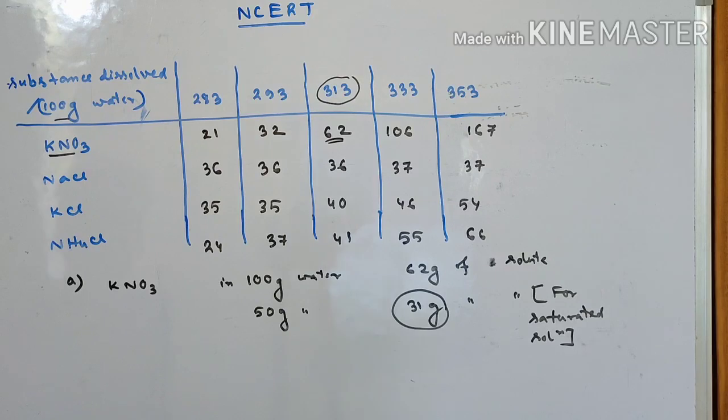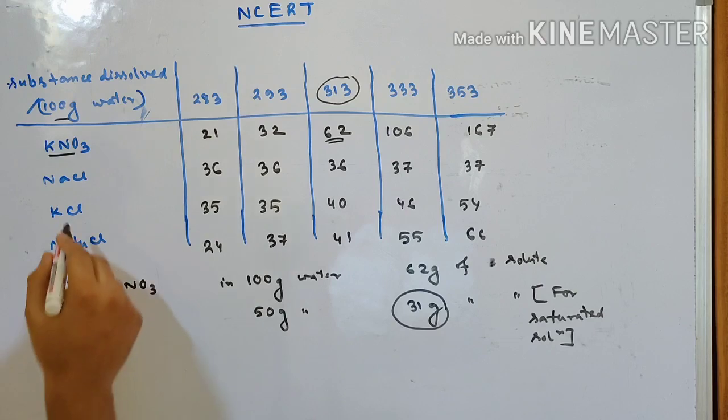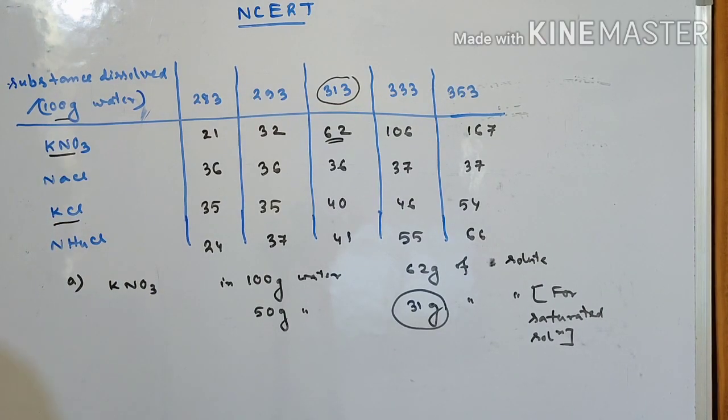Let us see the next question. Pragya makes a saturated solution of potassium chloride at 353 Kelvin and leaves the solution to cool at room temperature. What would she observe as the solution cools? So what she has done is made a saturated solution of potassium chloride at 353 Kelvin. Then she allows it to cool.